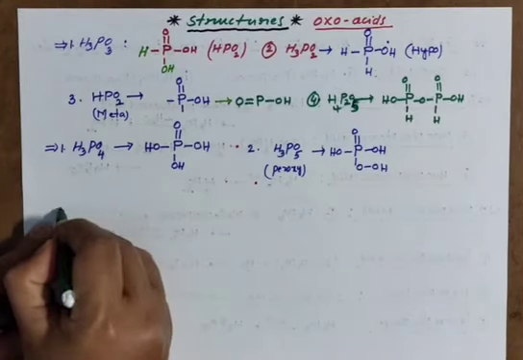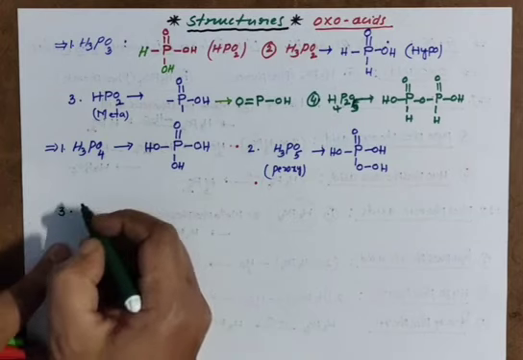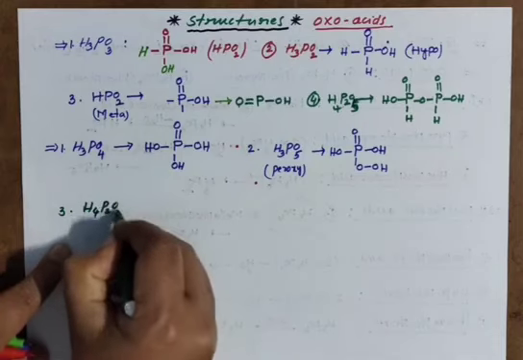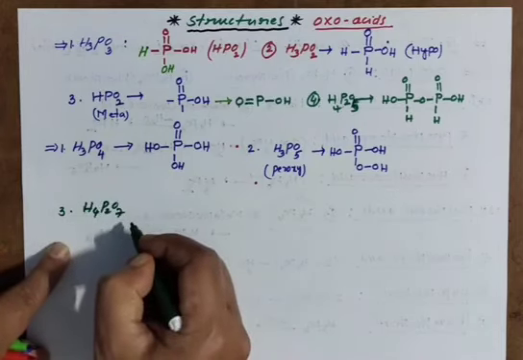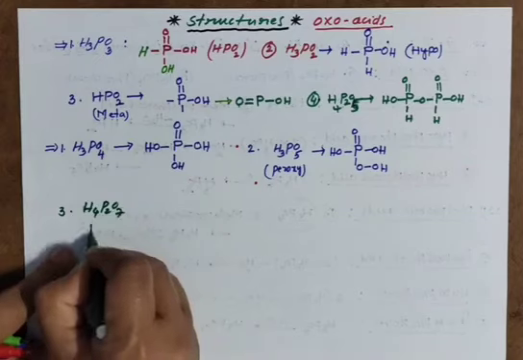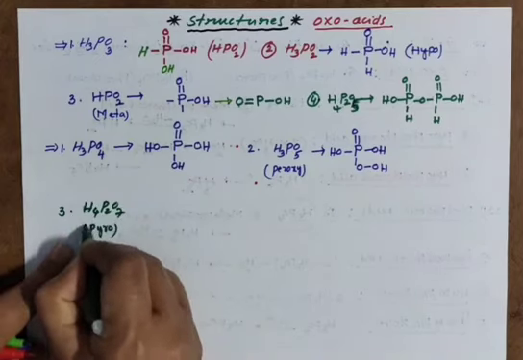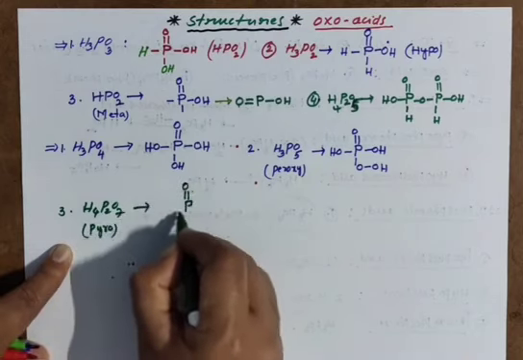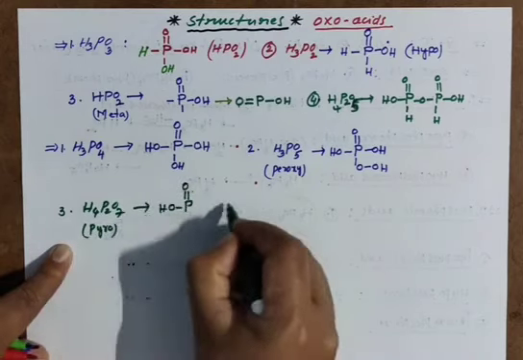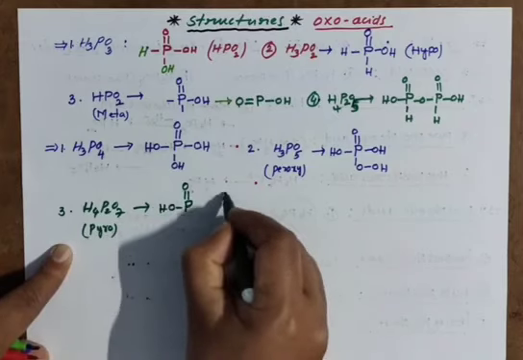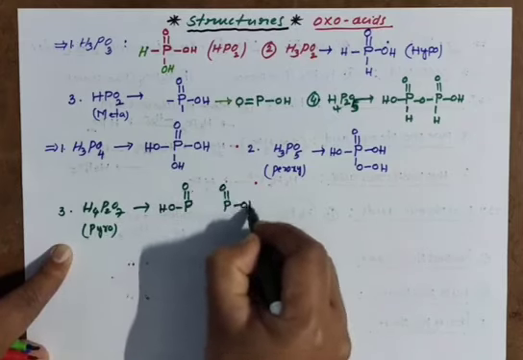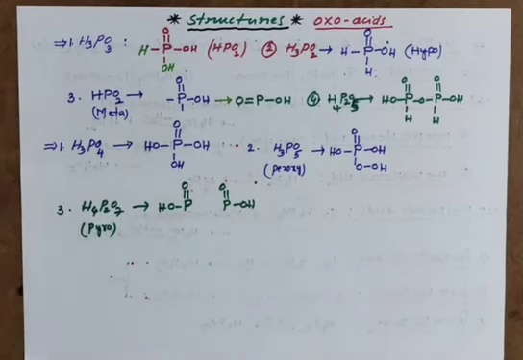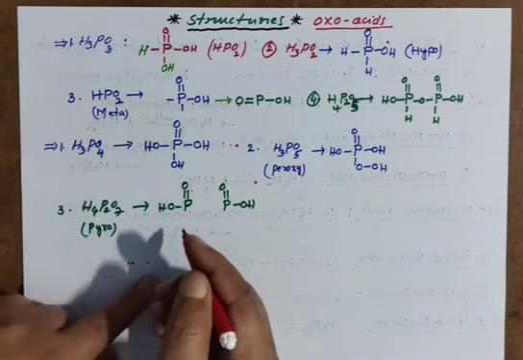Go for another. This time I am taking H4P2O7. We are calling this pyrophosphoric acid. What is the basic unit? P double bond O, OH. Am I right? And two phosphorus are there now, so P double bond O, OH, the basic unit, we have to take twice. Completed basic unit.